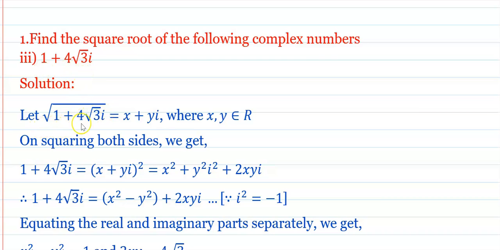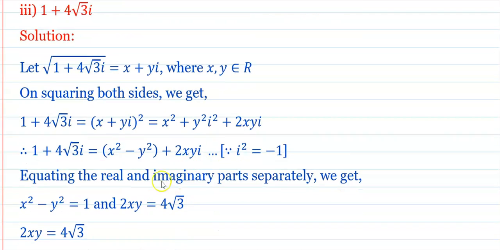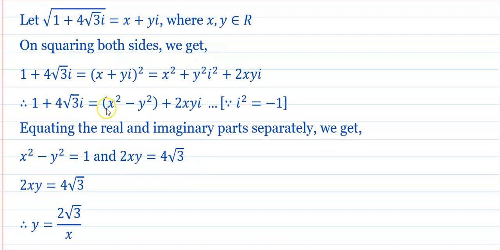Let the root of 1 plus 4 root 3i is equals to x plus yi, where x and y belongs to set of real number. Squaring on both sides, then you will get 1 plus 4 root 3i is equals to (x plus yi) whole square. Now expand this x square plus y square i square plus 2xyi. i square is minus 1. Therefore, x square minus y square plus 2xyi. Okay. Equating the real and imaginary parts, x square minus y square is equals to 1.